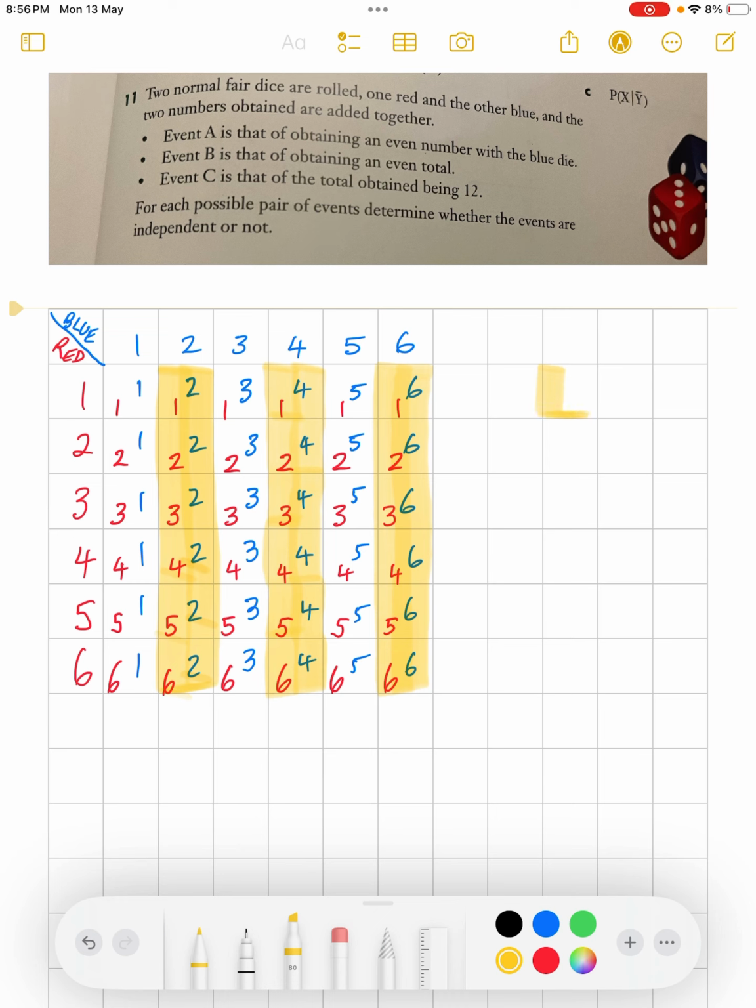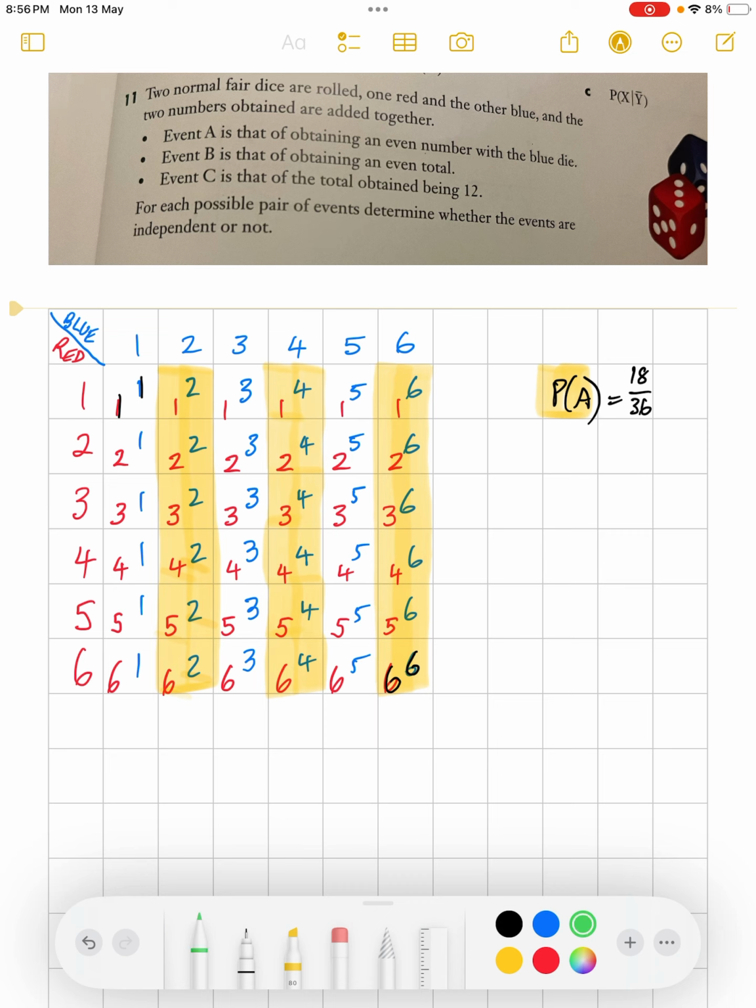So what I'll do here is I'll say the probability of event A is 18 out of 36 possibilities. Because there's 36 possibilities ranging from a 1 on the blue and a 1 on the red, that's a score of 2, all the way up to a 6 on the red and a 6 on the blue, that's a score of 12. There are 36 possibilities here.